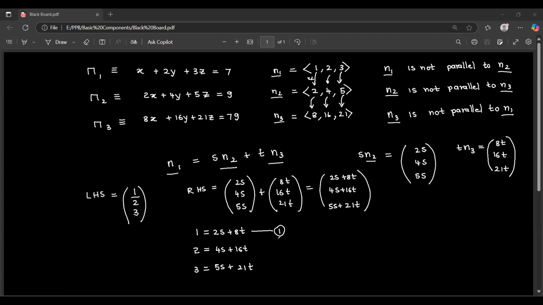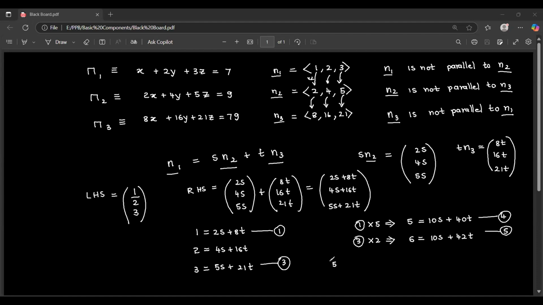So let's use 1 and 3. Okay, we are using 1 and 3. How can we use 1 and 3? Well, I can multiply 1 by 5, and that will give me 5 is equal to 10s plus 40t. And I can multiply the third equation by 2, and that will give me 6 is equal to 10s plus 42t.